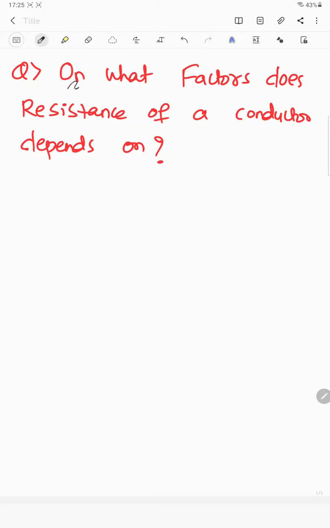Here we have a very simple question: on what factors does the resistance of a conductor depend? So this is a very simple question. Let us try to understand it. Immediately you can write the formula, R = ρL/A. You know this, yes or no?